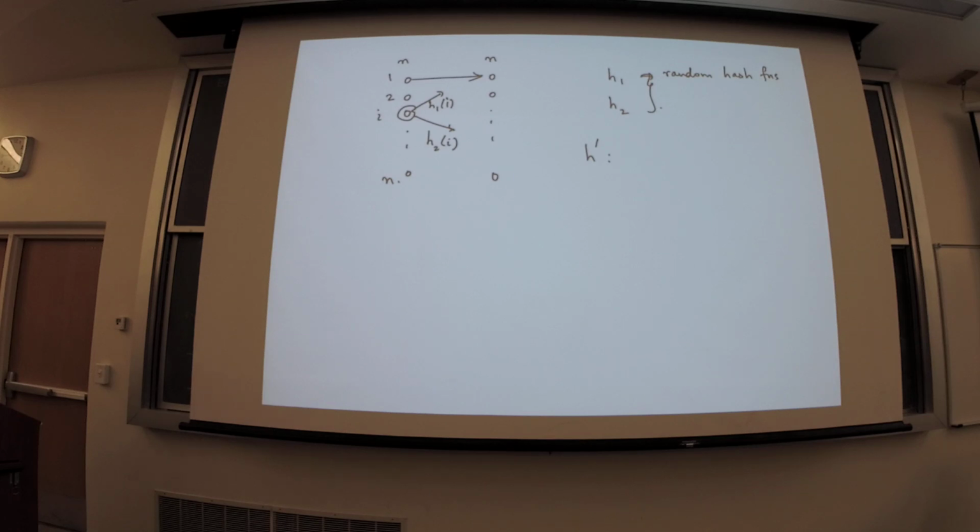h1 of I is some bin and it has some elements. h2 of I is some bin and it has some other elements. Put I into the least crowded bin of those two. Each bin will have some size, and you put it into the smaller one and break ties arbitrarily. So h prime is defined consecutively.